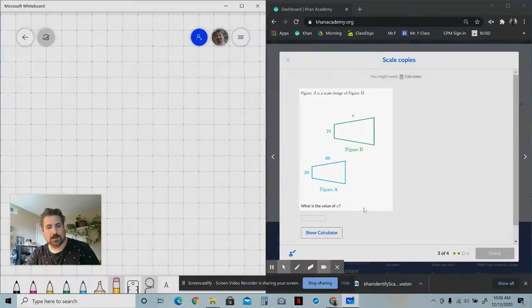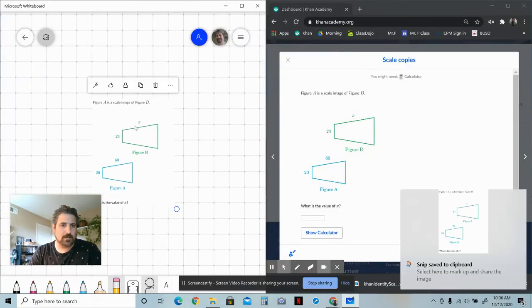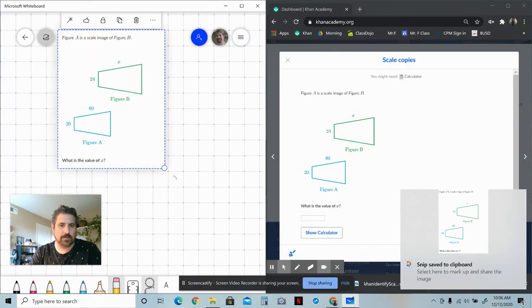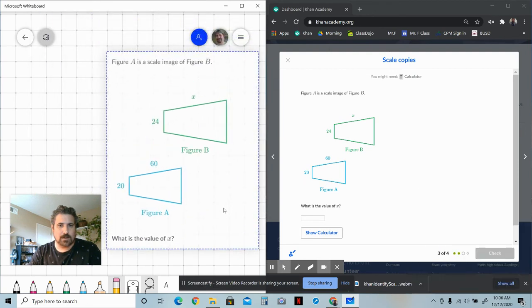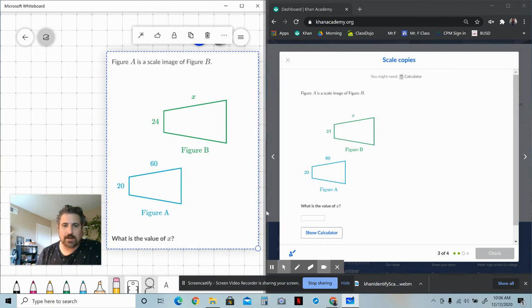So this one says figure A is a scale image of figure B. Okay, what is the value of x? So once again, we're looking for this unknown value. This time they don't give us a scale factor, so we've got to identify corresponding parts ourselves.